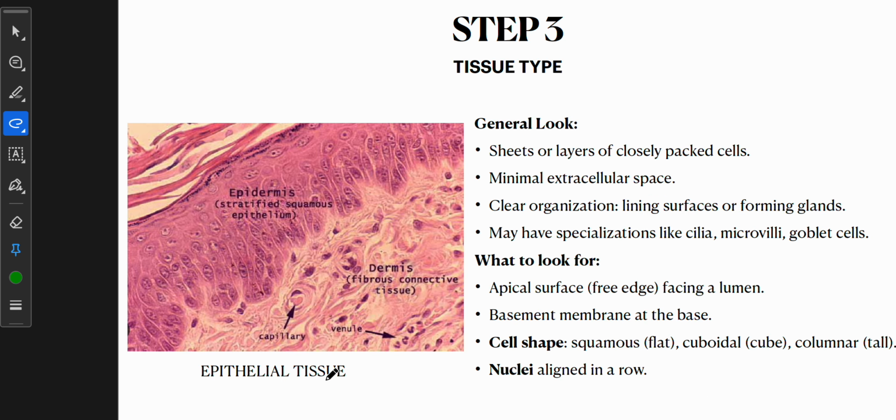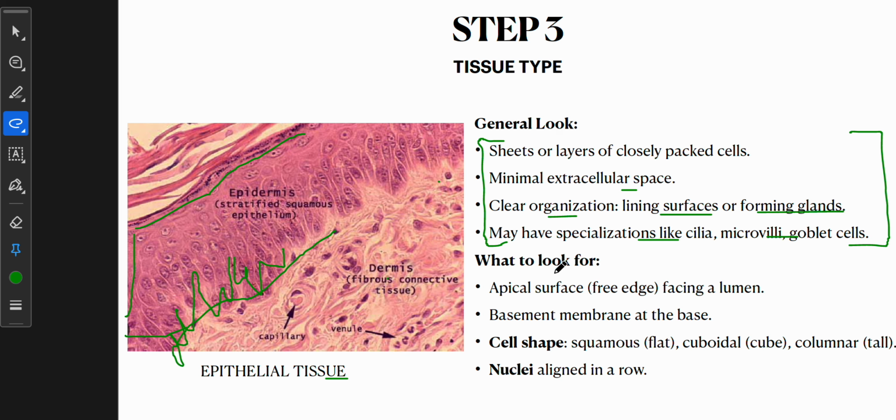In epithelial tissue, the general look is sheets or layers of closely packed cells. You can see these sheets or layers of closely packed cells right here. Also there is minimal extracellular space, no vacant space, and clear organization. You can see it very clearly, lining surfaces and forming glands like here. These are lining surfaces, and may have specialization like cilia, microvilli, or goblet cells. You cannot see them here because this is not that case.